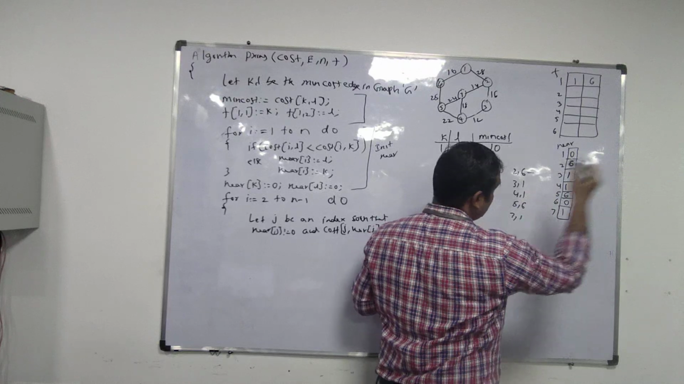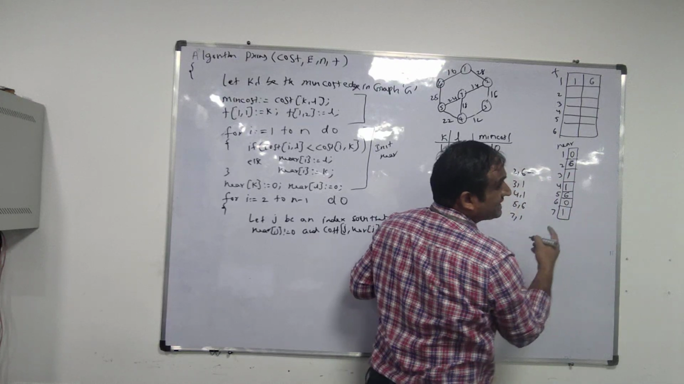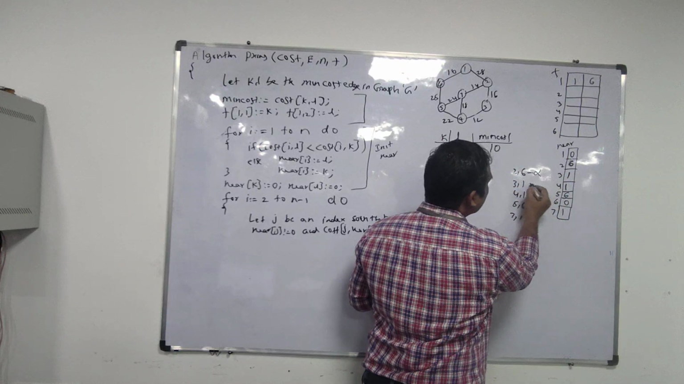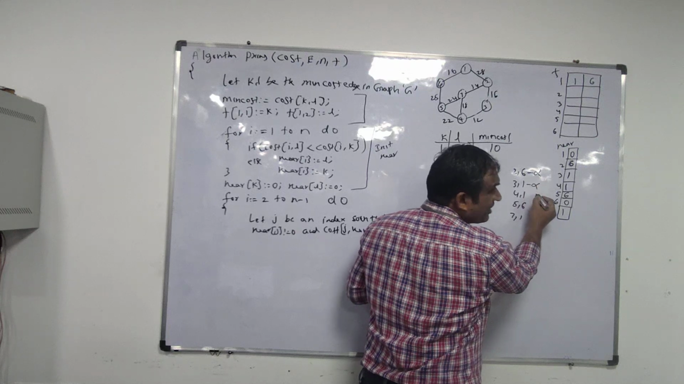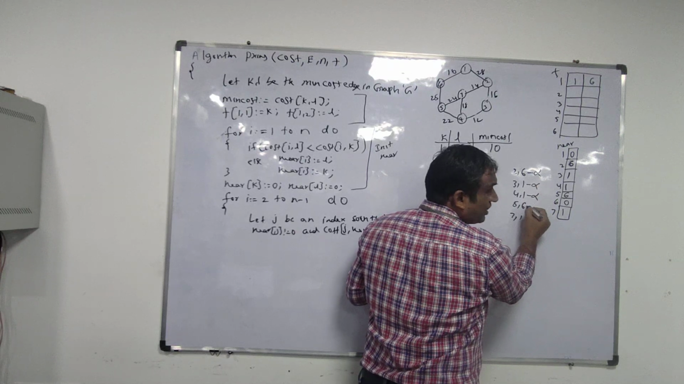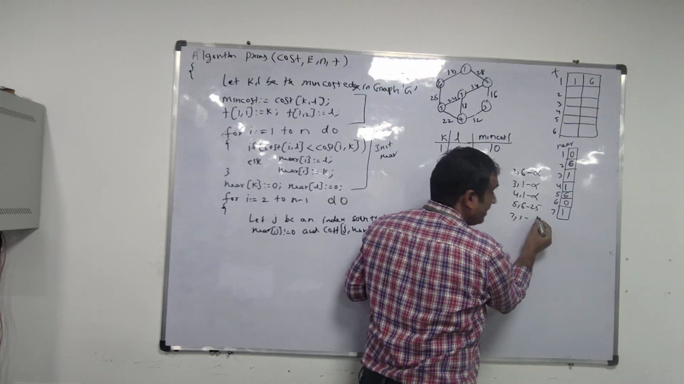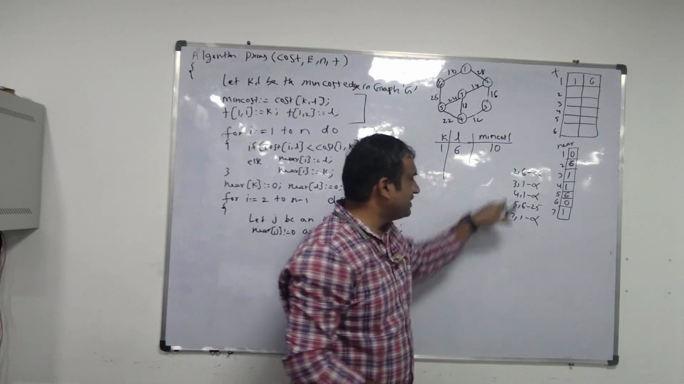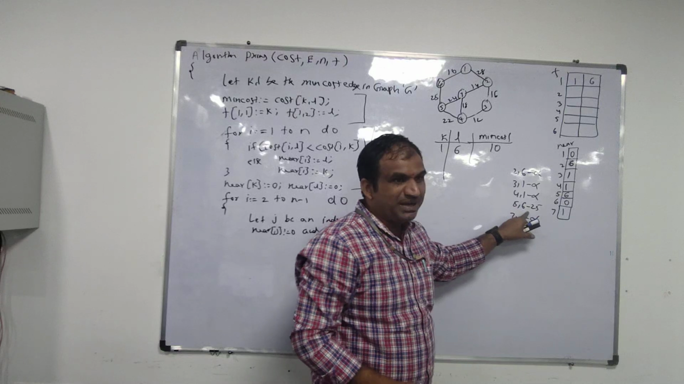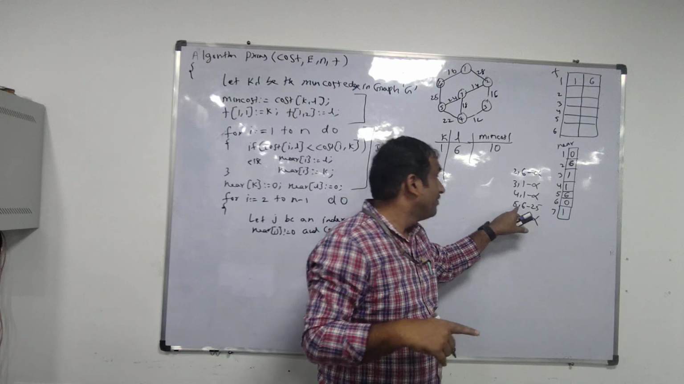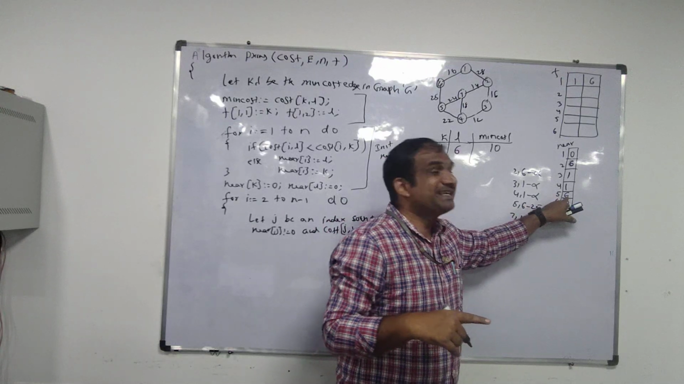2 comma 6 cost is infinity. 3 comma 1 cost is infinity. 4 comma 1 cost is infinity. 5 comma 6 cost is 25. 7 comma 1 cost is infinity. So out of these, which one is minimum? 5 comma 6. So who is J now? 5 is J, 6 is near of J.